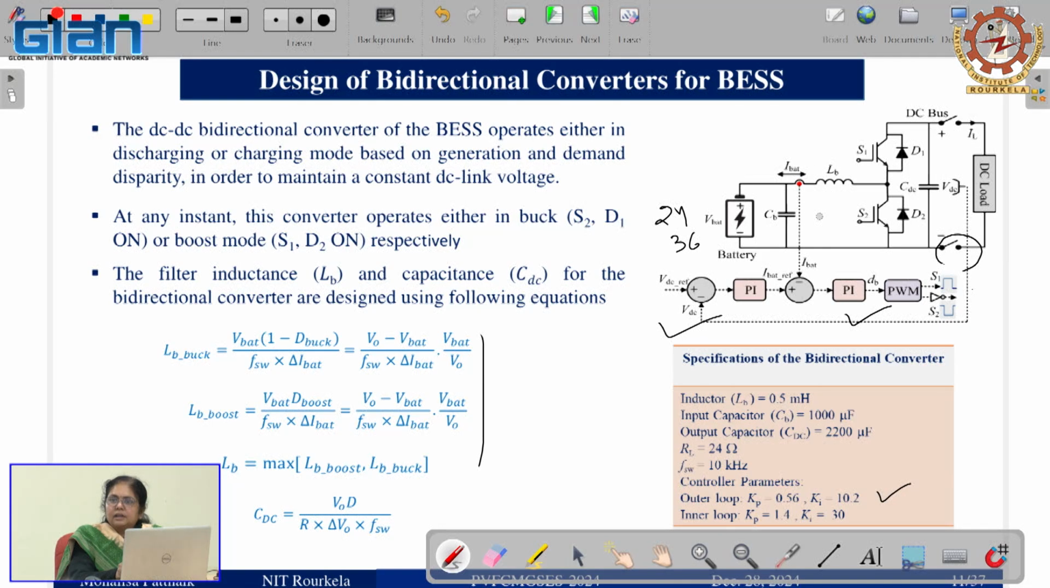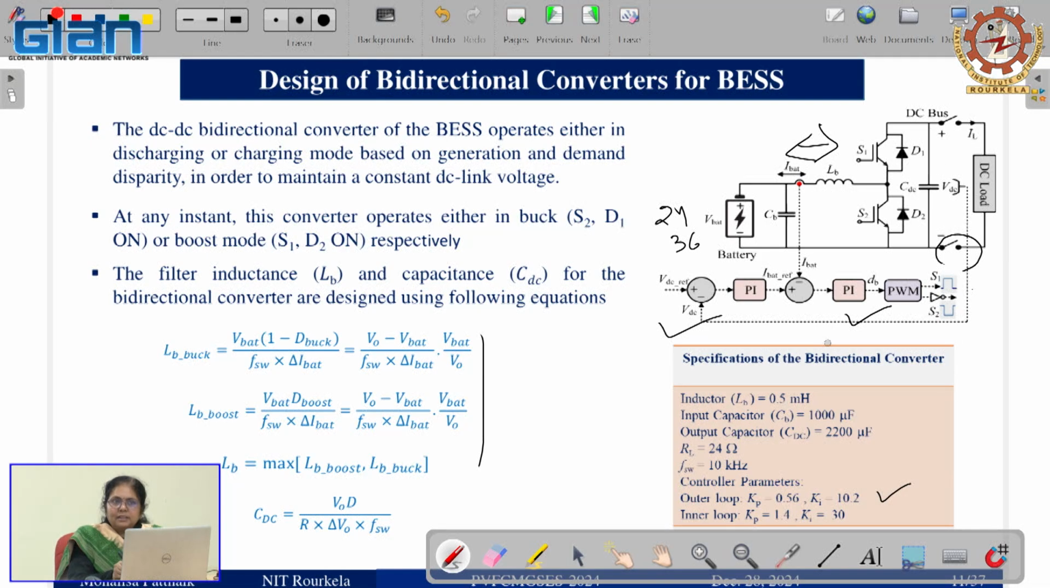In which case is it operated in boost mode? When discharging. That means when there is less power generation, the battery supports by supplying to the load to meet the load demand. And when it is in buck mode, it is charging, and the power flow is in this direction, so this is a bidirectional power flow. Boost means discharging, and buck means charging.